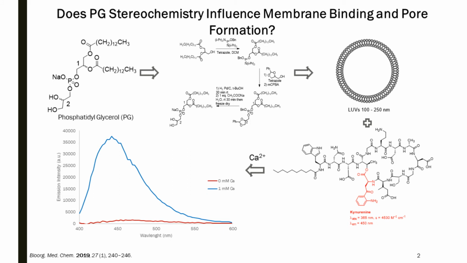To elucidate this effect, we synthesized each of the 4 stereoisomers of PG. These lipids were then used to prepare large unilamellar vesicles, or LUVs, containing stereochemically pure PG.